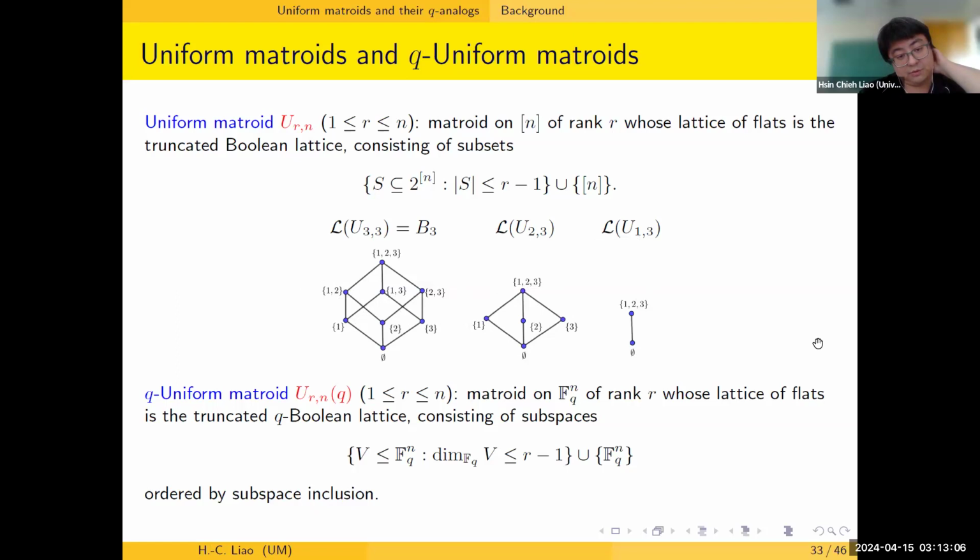And the q-uniform matroid, we denote as U_{r,n}(q), is now a matroid on the F_q^n vector space, where F_q is a finite field, of rank r, and whose lattice of flats is the truncated Boolean lattice consisting of subspaces of the F_q^n space whose dimension is less than or equal to r minus 1, and then joined with the top element F_q^n, and ordered by subspace inclusion.